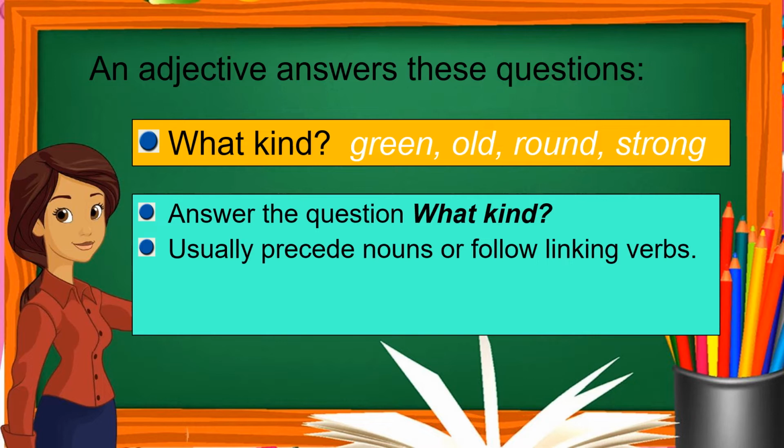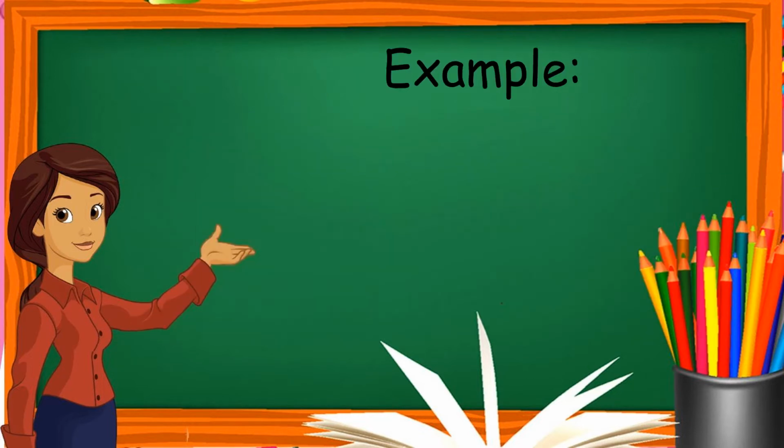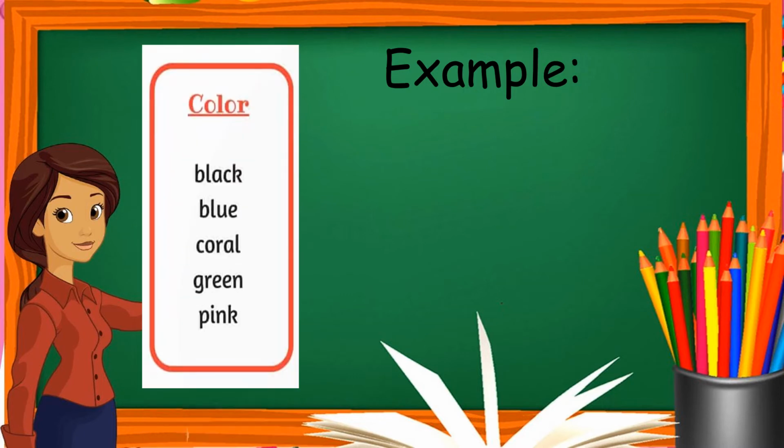The word is is the linking verb that follows the noun, and then the adjective red. That mentions color. Okay, here. An adjective is also placed as close as possible to the noun or pronoun it modifies. Very close to the noun. Another example: let's talk about color. Describing the color of a thing, color of a person, color of a place, color of an animal.